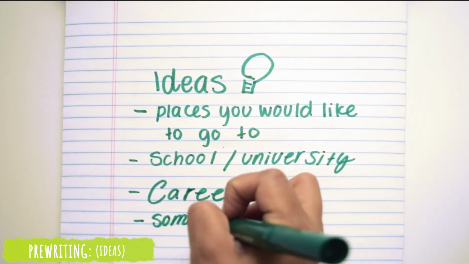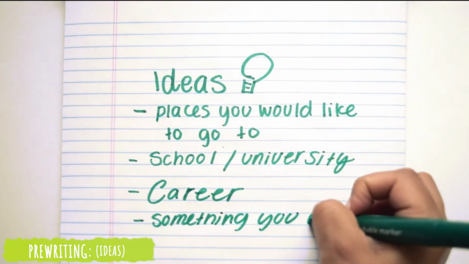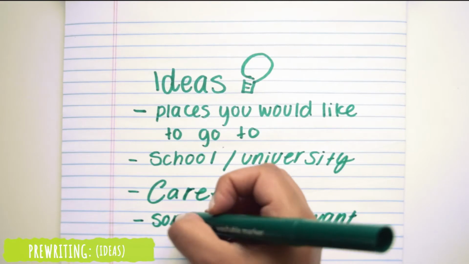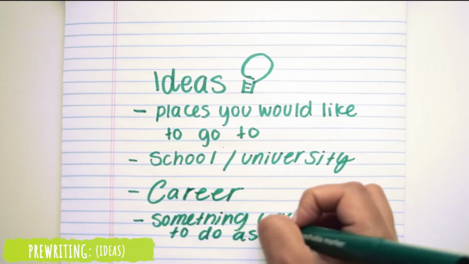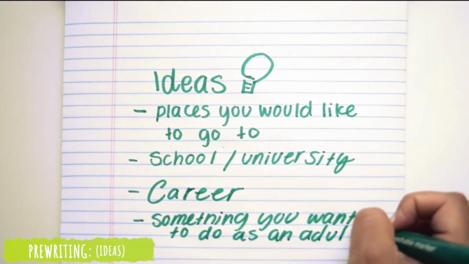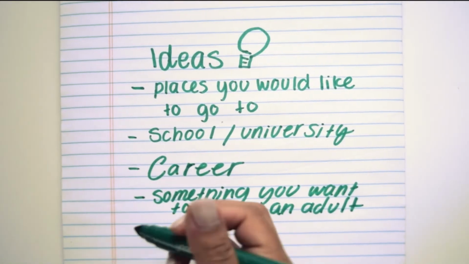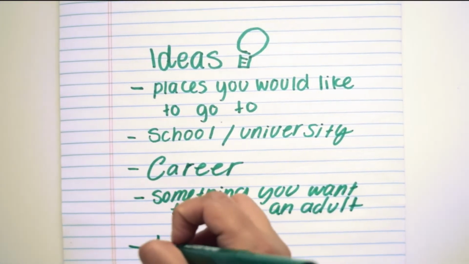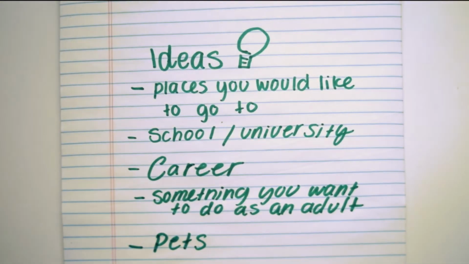Another idea that you could write about is something you want to do as an adult, so as a grown-up. Maybe something you're not able to do now because you're still young, but something that you would like to do as an adult. You can always talk about that as well. There's so many ideas that you can put into your book. And last but not least, maybe you want to get a new pet. That can also be something.